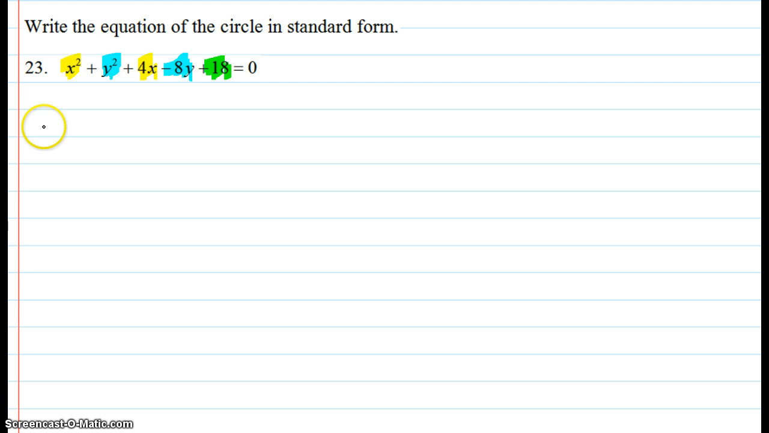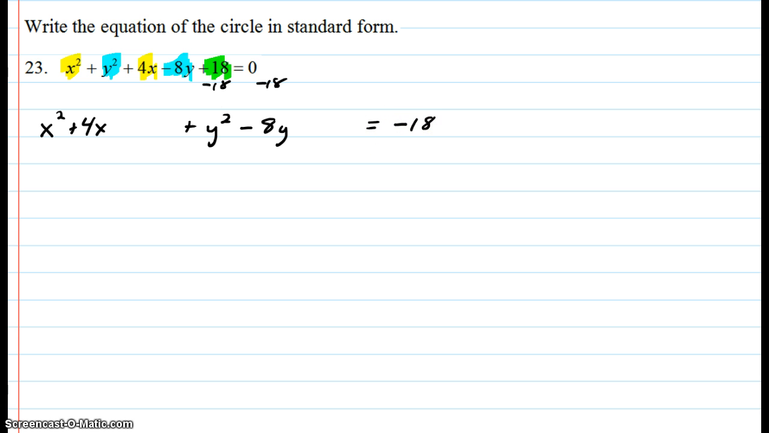So what that looks like is x squared plus 4x, leave a spot, plus y squared minus 8y, leave a spot, equals, and we don't just put the 18 over there, we actually have to subtract the 18 from both sides. And so on the right hand side we have a negative 18.